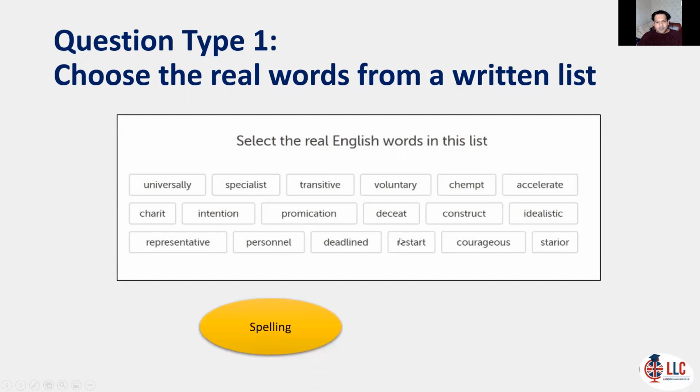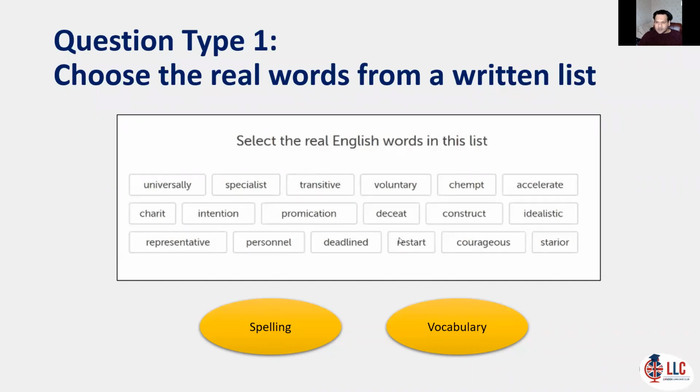Now, through this question, what the test is trying to test is your vocabulary, your level of vocabulary. How many words do you know? So they are trying to test your vocabulary. If you know a word, then you have a good vocabulary. That's their understanding. And you also need to check the spellings of the word. So they are also testing whether you know how each word is spelled. Those are the things that are tested in this question.